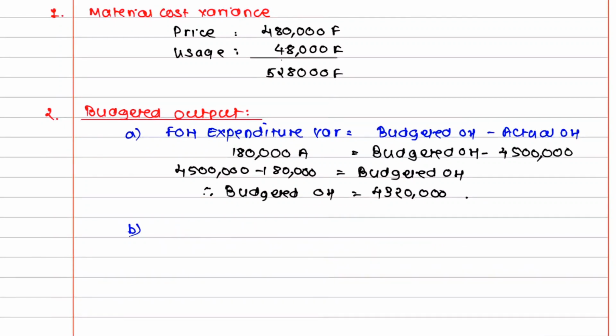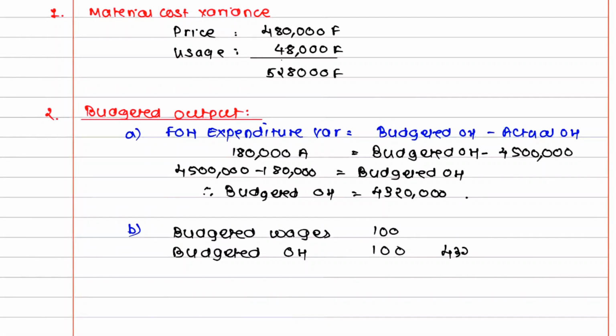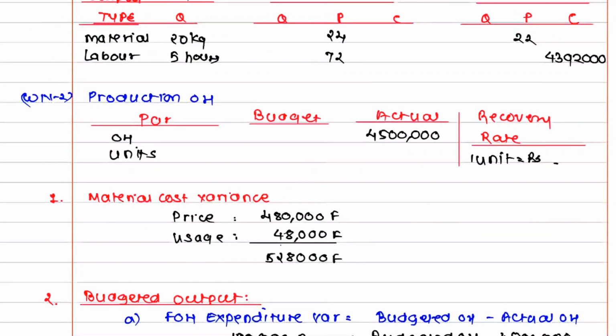Instead of doing this, budgeted wages and budgeted overheads. Budgeted overheads. So it was written it is 100% of labor. It means if it is 100, this will be 100. Hello. What is given? It is given as 43 lakh 20,000. I know. So your cost will also be this 43 lakh 20,000 in that case. Clear with this?